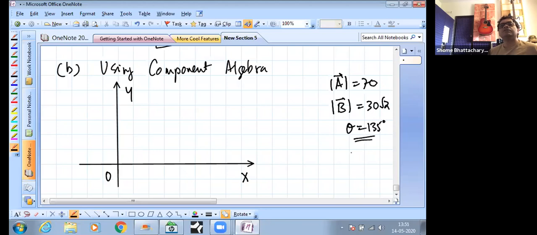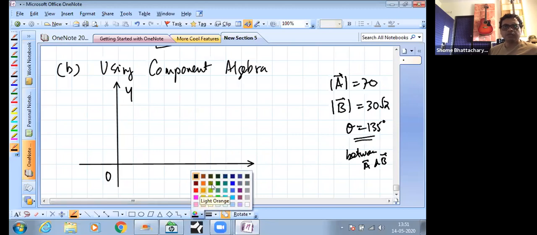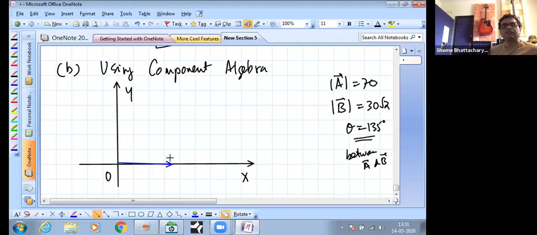So this is the angle between A and B. So now I can assume A is along any direction, but then B should be at 135. Or in other words, I can draw my x-axis to be along A. So in this diagram, let me assume that the vector A, or I have drawn my axis such that the x-axis is actually along vector A. So in that case, the vector A would have to look like this.